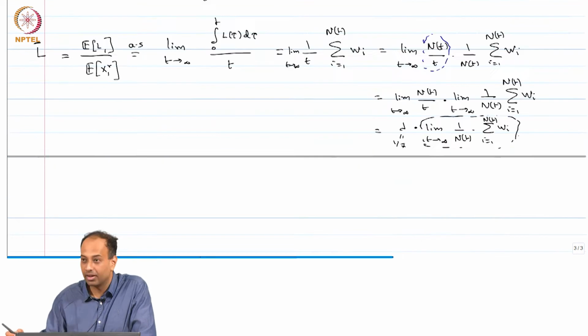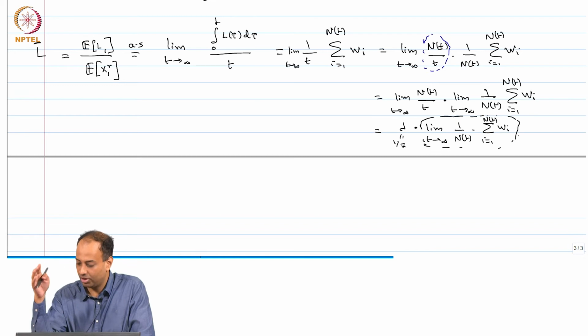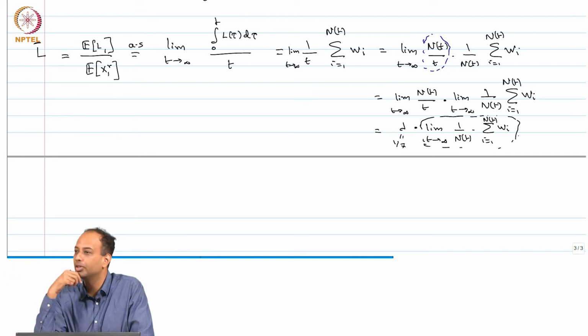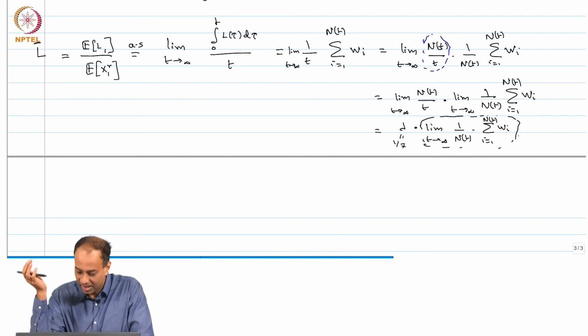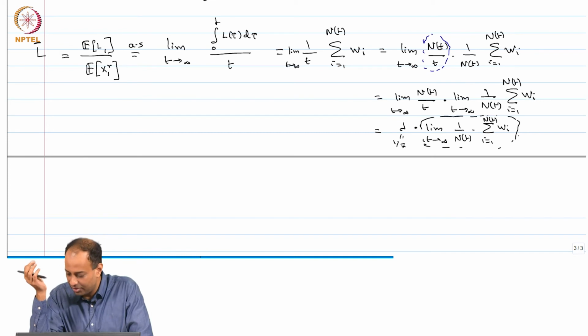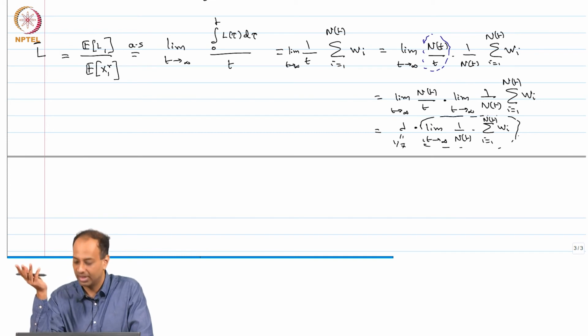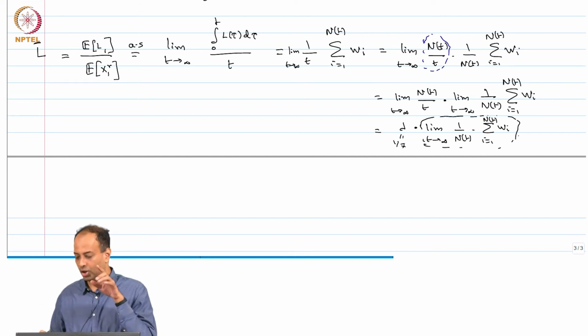Any ideas? This is 1 over N(t) sum over i equal to 1 to N(t) of W_i, where you are adding all the system times of customers who have shown up till time t, dividing by the total number of customers who have shown up till time t, right. What is that equal to? Average time spent in the system. Now, there is as such no reason for this limit to exist, right, if I just tell you that there is this limit as t tends to infinity of 1 over N(t) sum of W_i.